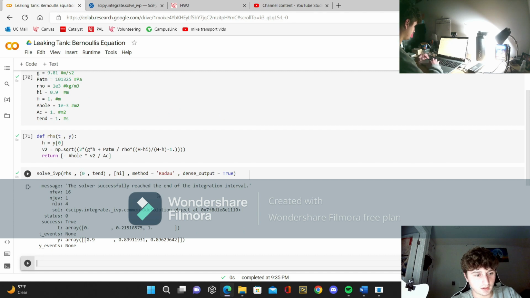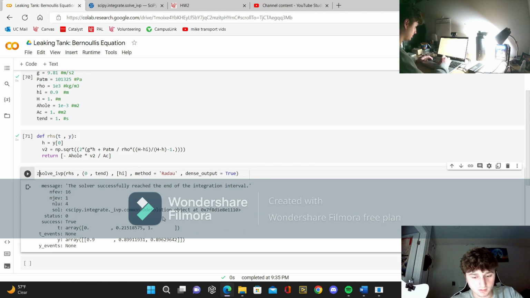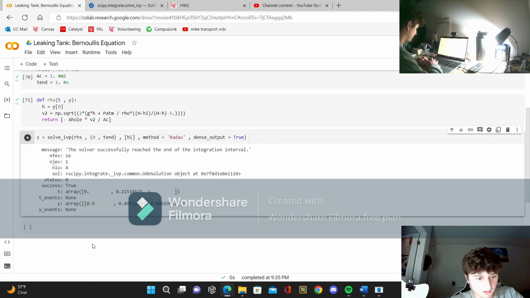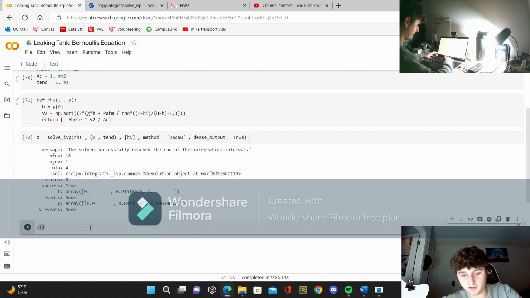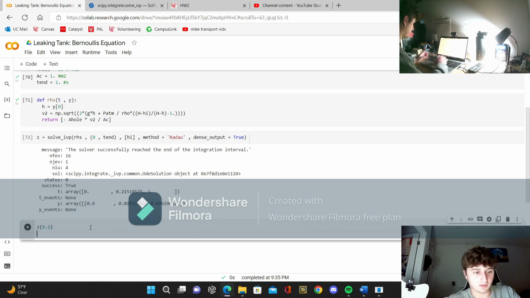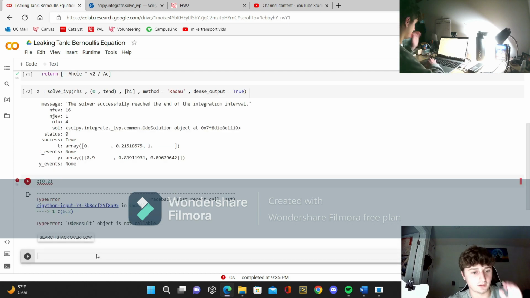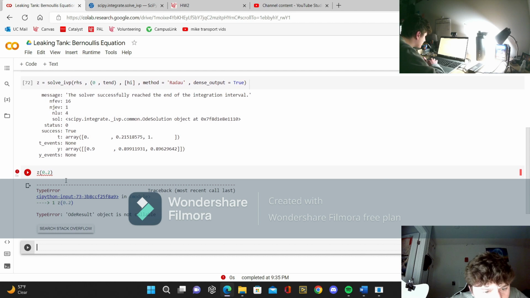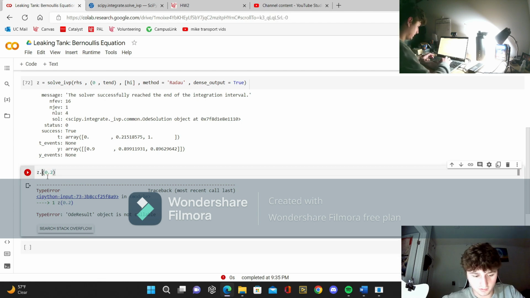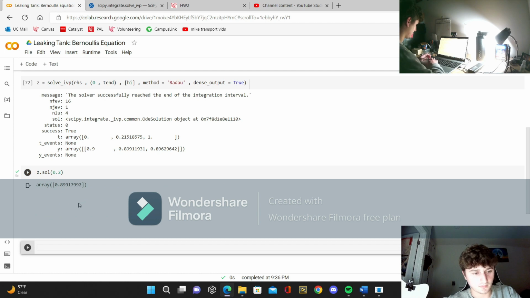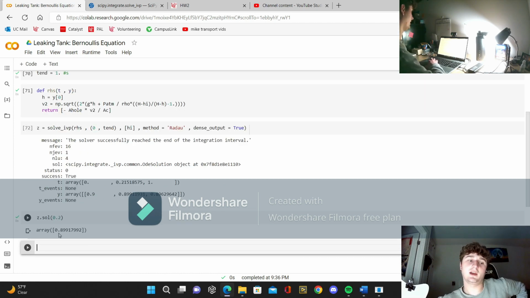So what we can do is say z is equal to this. And we can also say, let's say z at 0.2 seconds. Let's see what the height of our fluid is at that time. Did I do something wrong? Result object is not callable. Oh, sorry. z dot sol. There we go. Forgot that. So that's saying what the height is at 0.2 seconds.